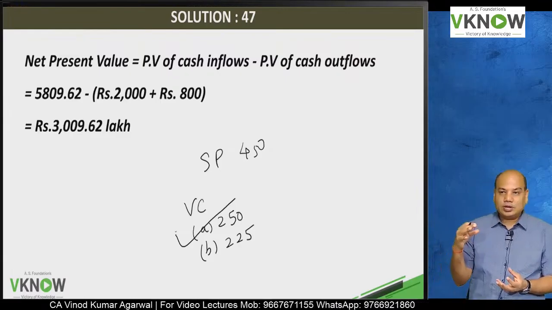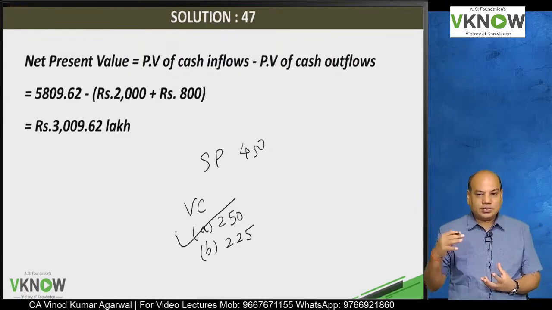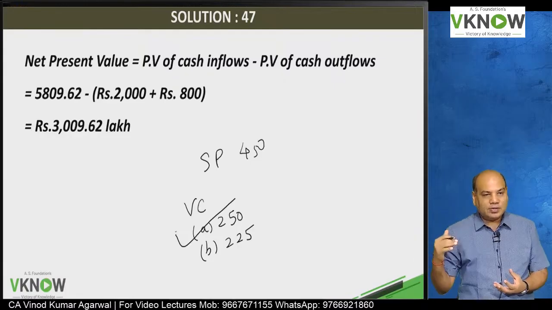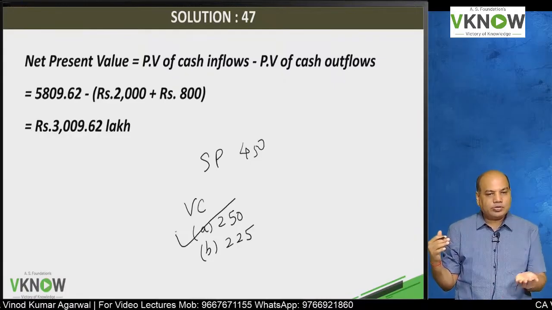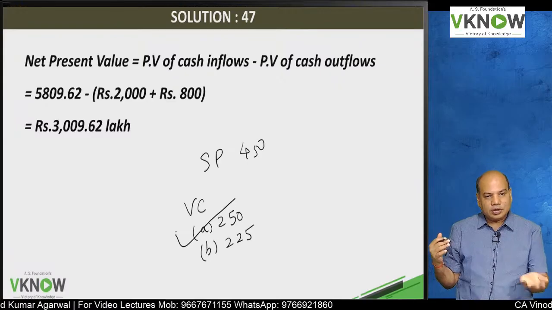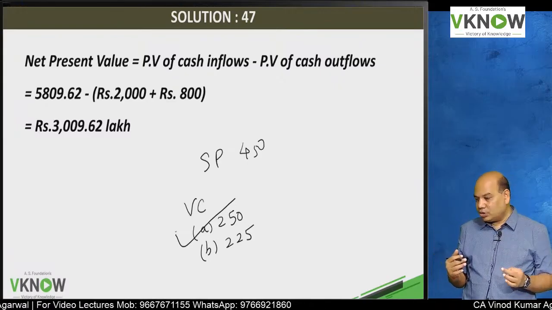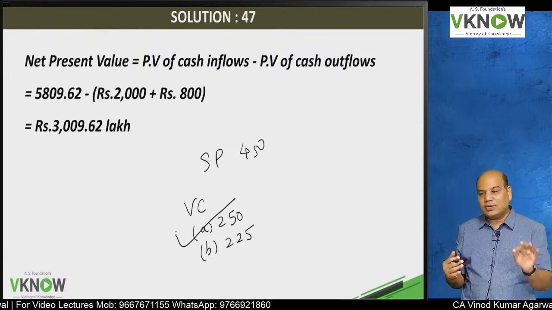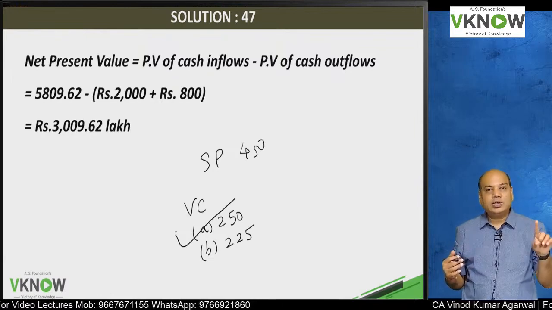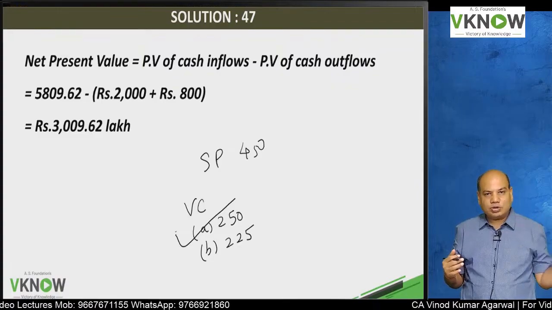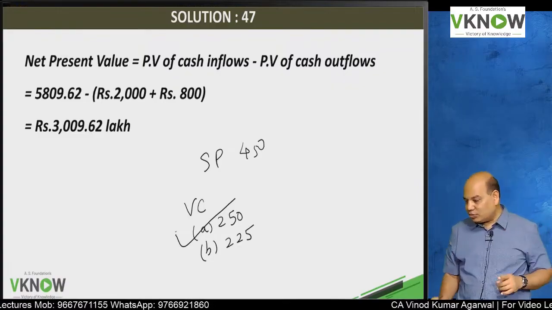Because of, let's say, increased competition, I have to reduce my selling price, but my variable cost of material, labor, they are not going to change. They are going to remain same. So we are going to assume that my variable cost will remain as per the original question. Only the selling price will change.